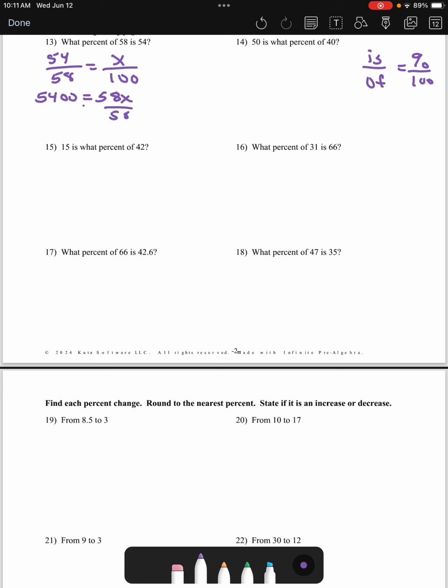Dividing both sides of this by 58 to get our final answer, with the calculator's help, and a little bit of rounding, we're going to have 93.10 is equal to x.